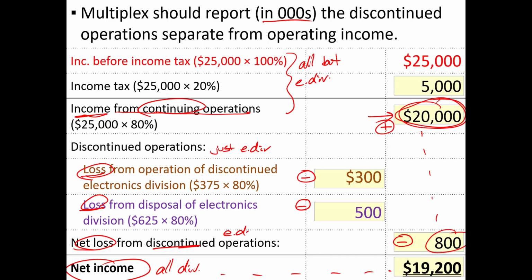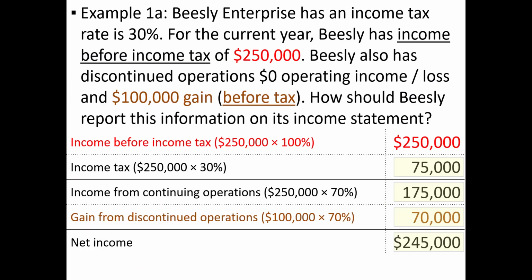Okay. We show this to investors so they're able to make a clear distinction between what they should expect to see going forward. They should expect to see these results going forward. These results, the effects of this division, will no longer be a problem going forward.